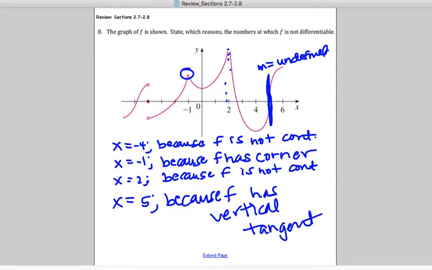Okay, so there's 3 ways you can't take the derivative. If it's not continuous, if there's a corner or cusp, or if there's a vertical tangent. You are looking out for those 3 cases. If that occurs, then you cannot take the derivative.